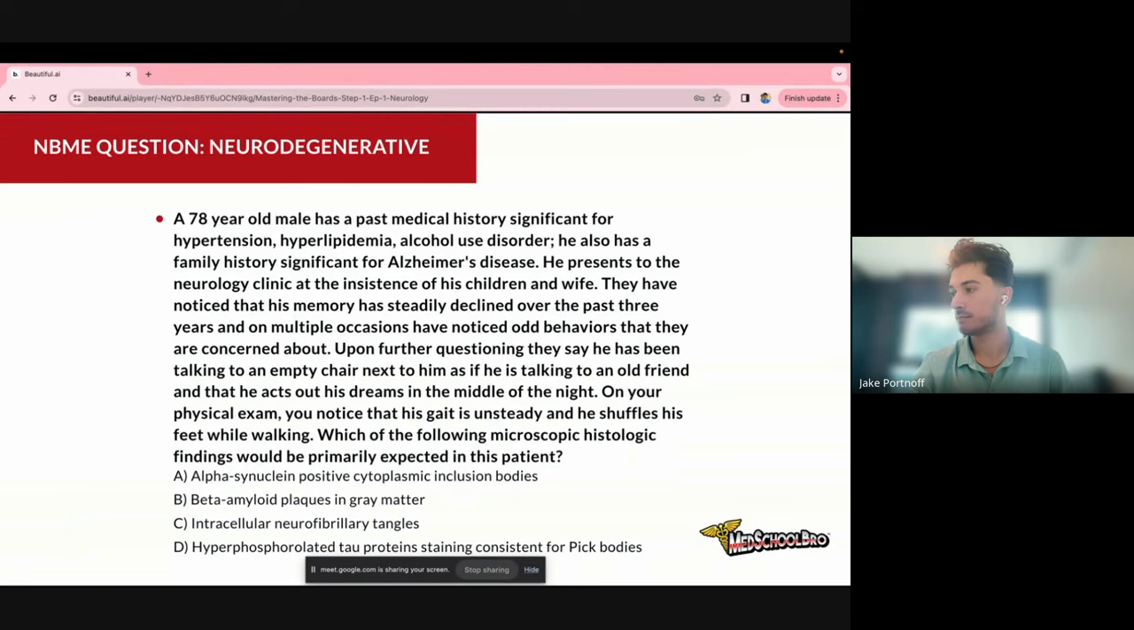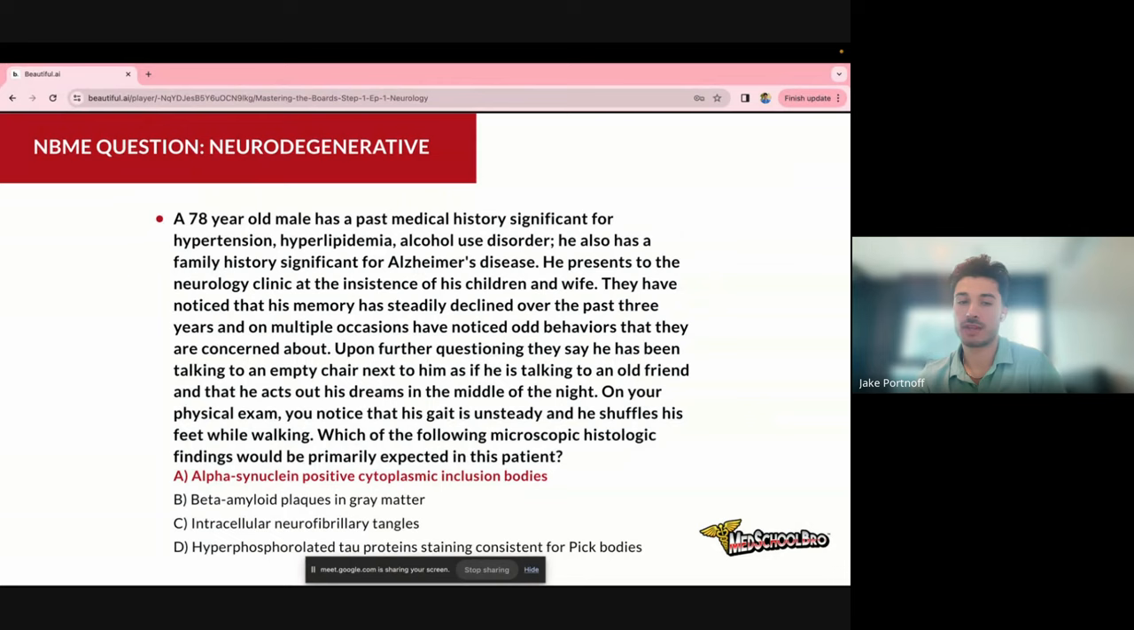I see A's. I see B's. I see a mix of A's and B's. One of those is correct. So this one is going to be A. Now, B and C, you're thinking probably Alzheimer's disease. A, I'm actually not going to give that away, but we're going to get into it. And D is also something.